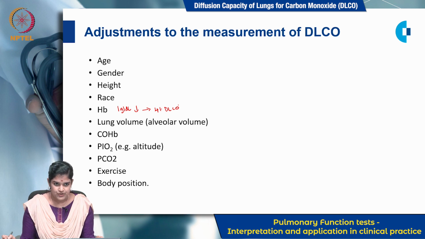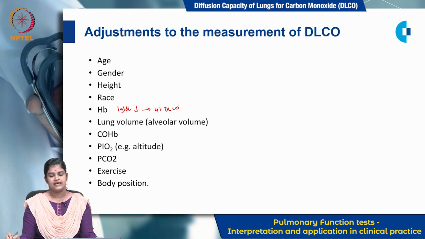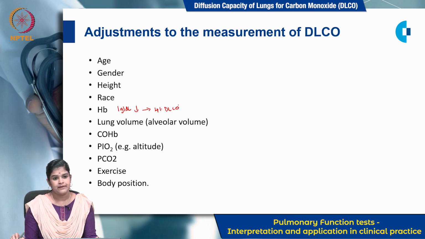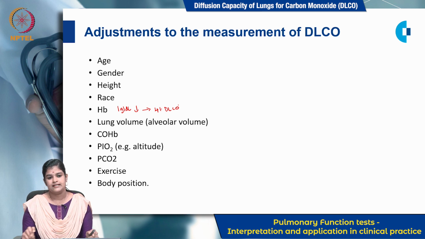Also, lung volume has to be corrected. Carboxyhemoglobin is another factor which is going to reduce the DLCO. And then oxygen in the inspired air is again a factor that is going to affect DLCO. For example, in high altitude where the oxygen tension is low, there is going to be less competition from the oxygen for carbon monoxide binding. So, carbon monoxide diffusion increases. Also, the presence of PCO2 decreases the DLCO. Exercise and body position will also affect the DLCO. Hence, the test should be performed in a sitting position.